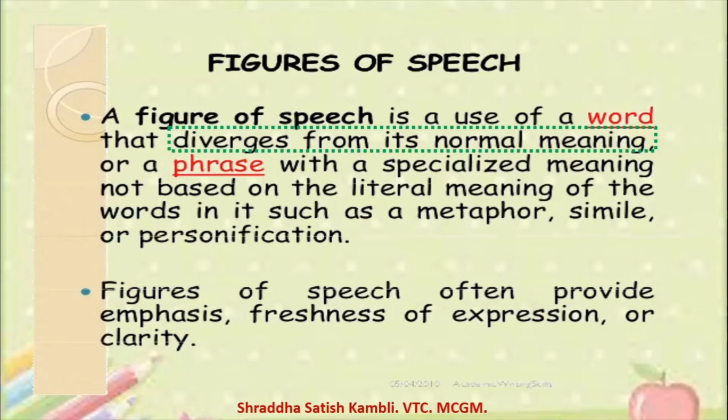Diverges from its normal meaning means when you say clouds in ordinary language, it means the clouds that you can see in the sky. But in poems sometimes you must have found words like clouds of gloom. So can you actually see clouds of gloom? Gloom means sadness. So sadness is something which you experience, isn't it? You do not see sadness. So when the poet says, I saw clouds of gloom, the meaning of the word cloud is diverging from its normal meaning, isn't it? So that is the meaning of figure of speech.